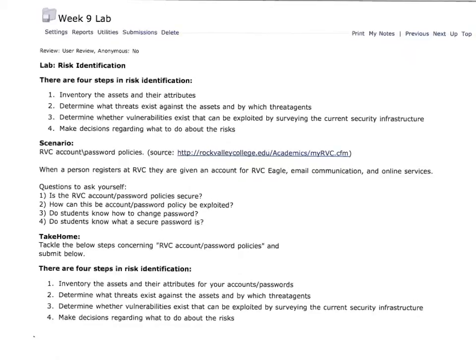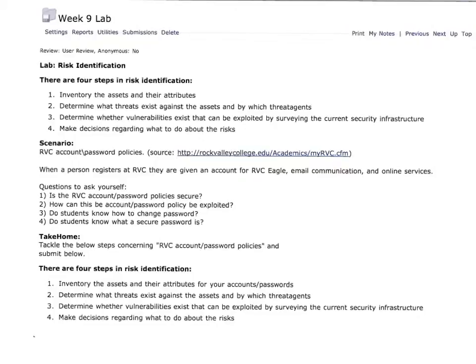I told you to bring some thoughts tonight because we're going to go over your take-home, which is on risk analysis and risk identification, specifically with RBC resources: email, Eagle, online services. You're going to look at assets, what value they have, what is at risk, how much the value is. Number one. Number two, threat agents. Who or what is the source of the threat against the asset?